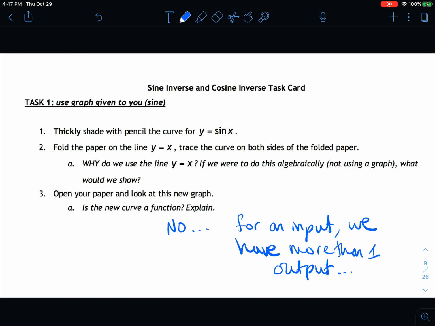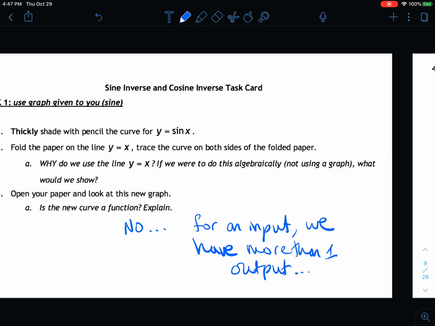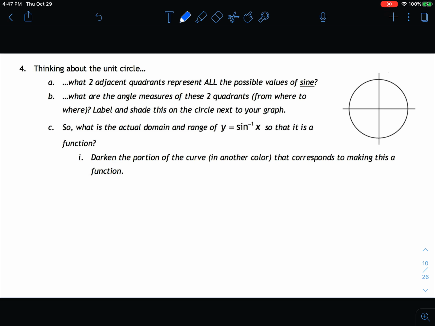Okay, so we see the inverse sine is not a function. All right, here's the next thing. This is our unit circle, and it asks which two adjacent quadrants represent all possible values of sine? Now remember, when you're graphing sine, the outputs oscillate between 1 and -1, right? We're up here at 1 and down here at -1.